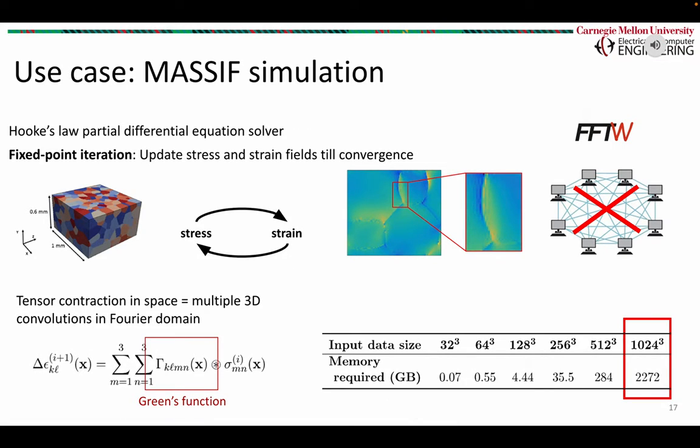So, MASSIVE iteratively computes stress and strain by performing a tensor contraction in each iteration. We use multiple 3D convolutions with the Green's function tensor in each iteration to obtain these stress and strain fields. MASSIVE uses FFTW in the parallel version, and the simulation is capped at 1024 cube grid points because of the memory and communication requirement. The 1024 cube grid already has a requirement of 2 terabytes. Doing all-to-all communication on such sizes makes it difficult to scale it further.